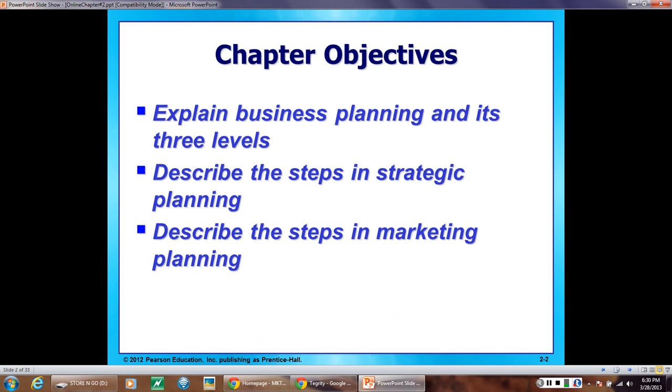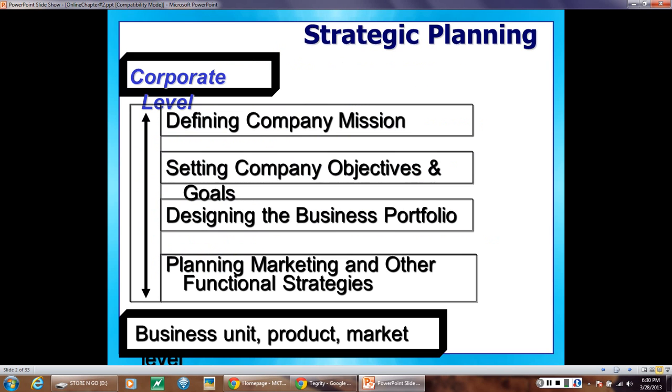The objectives of Chapter 2 are to explain business planning, the 3 levels of business planning and strategic planning, and then go from strategic planning to corporate level down to the functional level of marketing and marketing strategy.